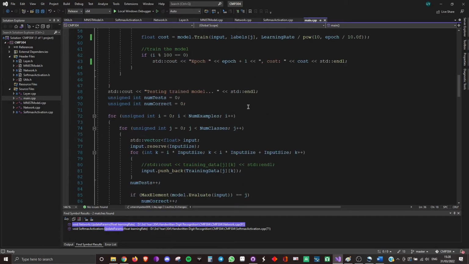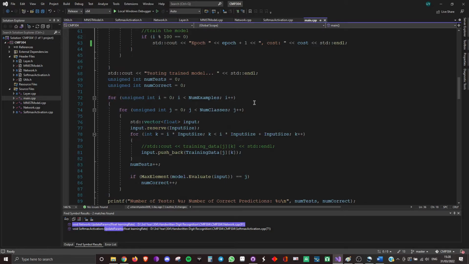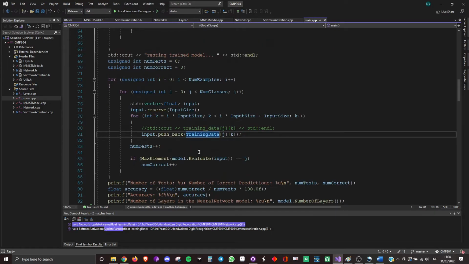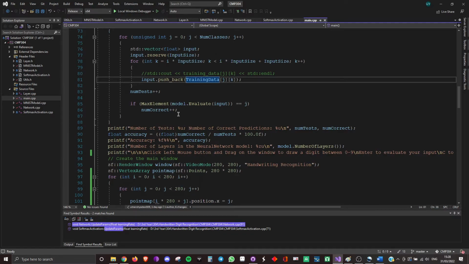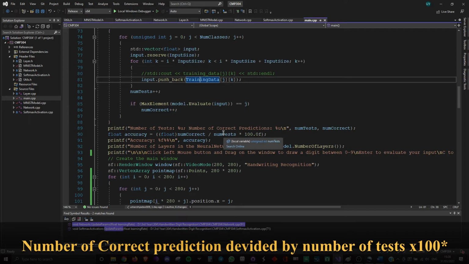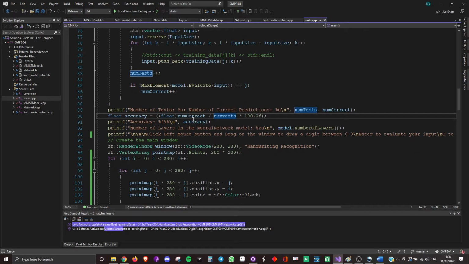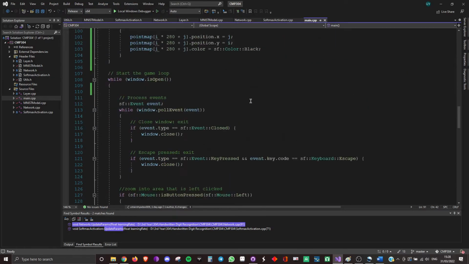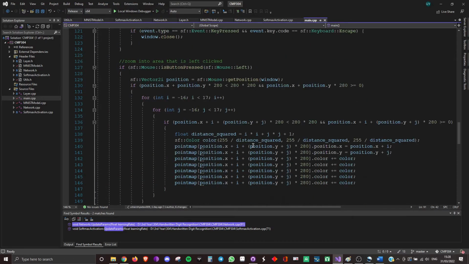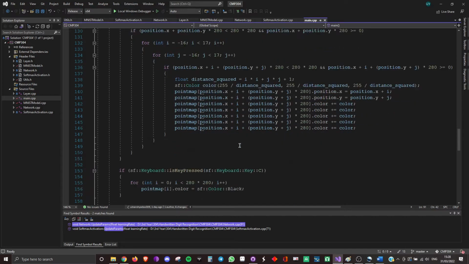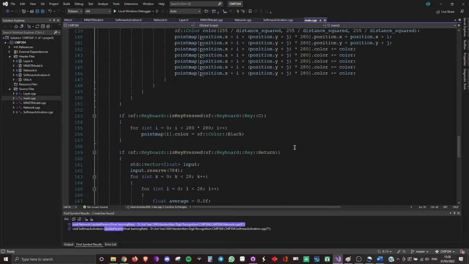After the data is trained, I test it using the labels, the testing data, and the evaluation function, and the accuracy is calculated by the number of correct tests divided by the number of tests run, multiplied by 1,000. It gives us the accuracy.